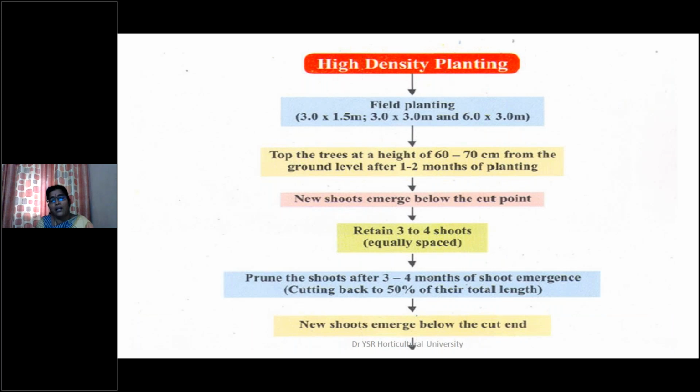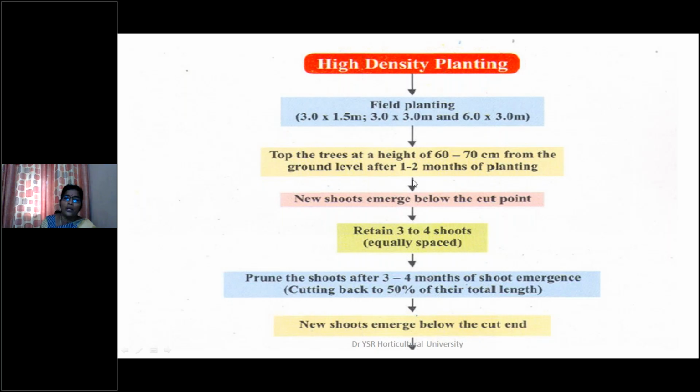So this is a flow chart. Actually, this high density planting technology was first developed by the Central Institute for Subtropical Horticulture, Lucknow. They have standardized these techniques both in mango and guava. This technique has revolutionized guava cultivation in India. In high density planting, for field planting, you can go with 3 into 1.5 meters, or 3 into 3 meters, or 6 into 3 meters.